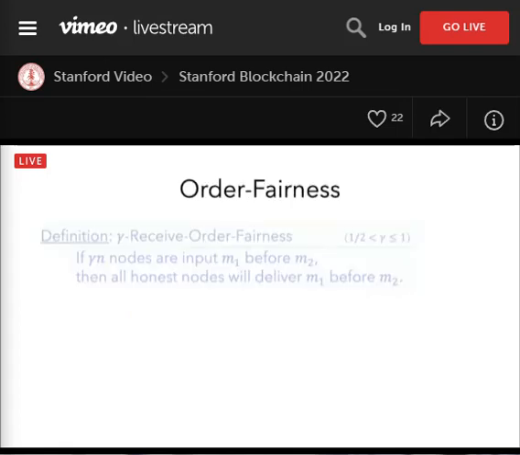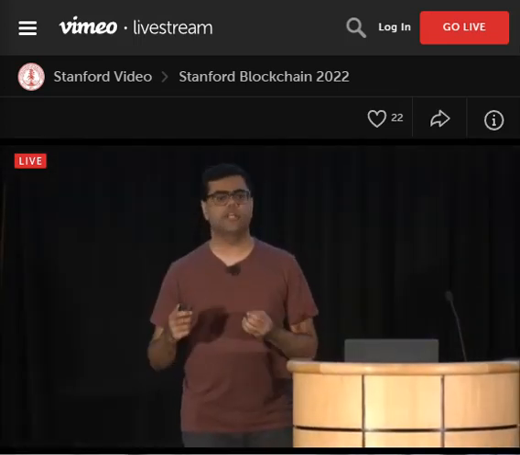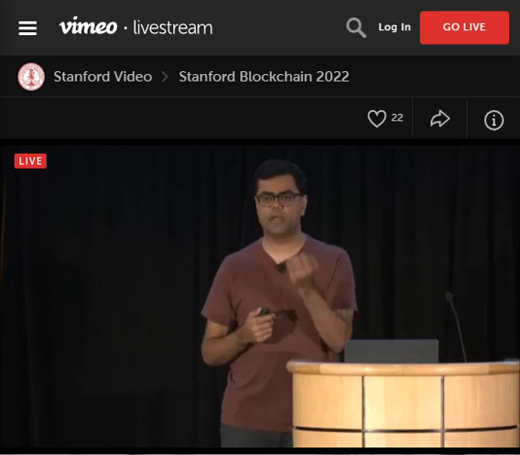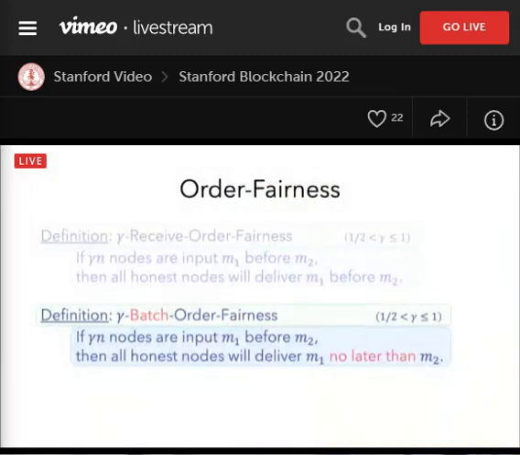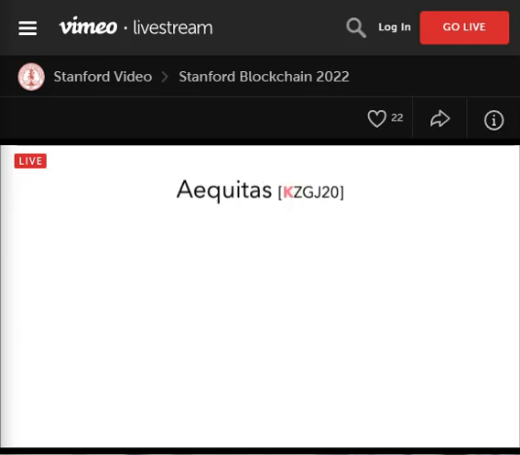So that's basically the point of the relaxation that we made. We call this batch order fairness. And the only difference here is instead of outputting M1 before M2, as you did with receive order fairness, you now just guarantee that M1 is output no later than M2. So in particular, it's output in the same batch as M2, and you can take these non-transitive paradoxical orderings and output them in the same batch. And as I said, transactions in the same batch can also be totally ordered at the end for execution, but you just ignore the unfairness resultant of these paradoxical orderings.